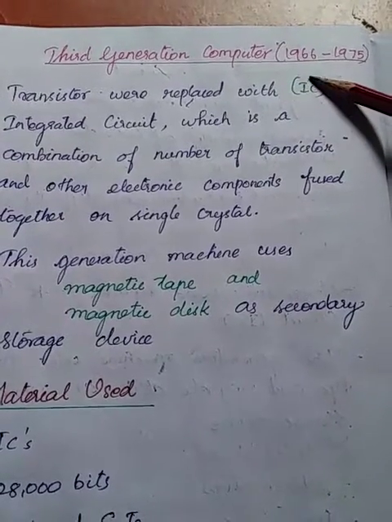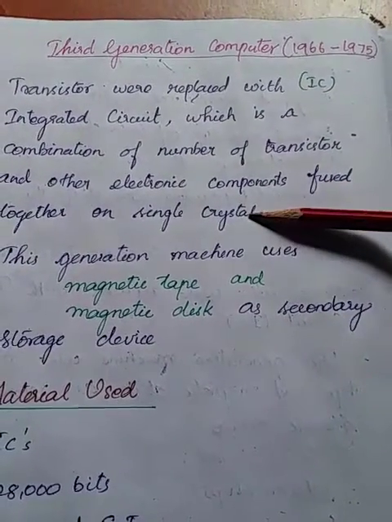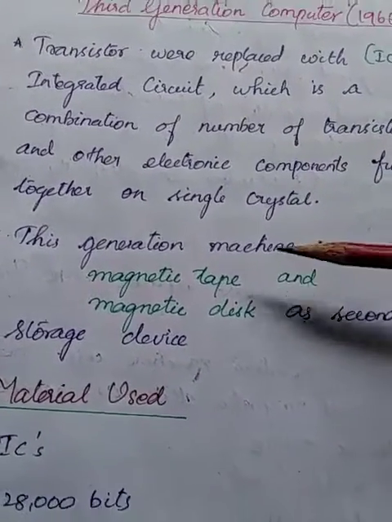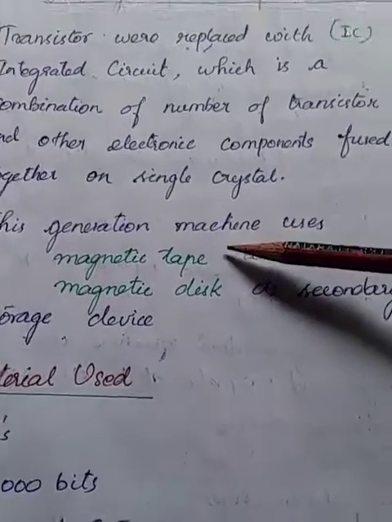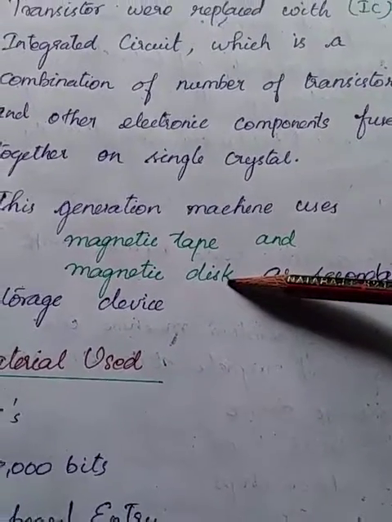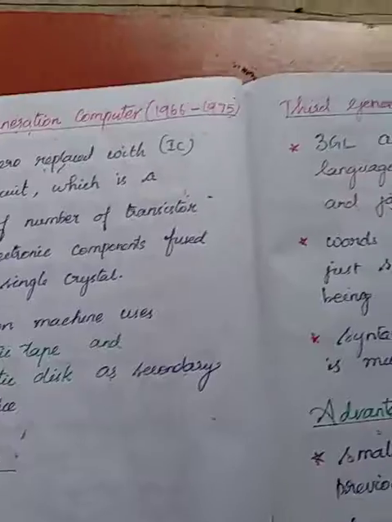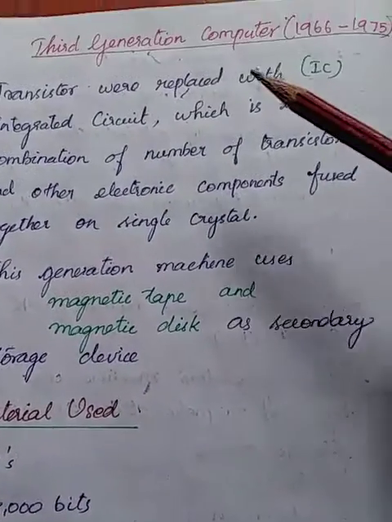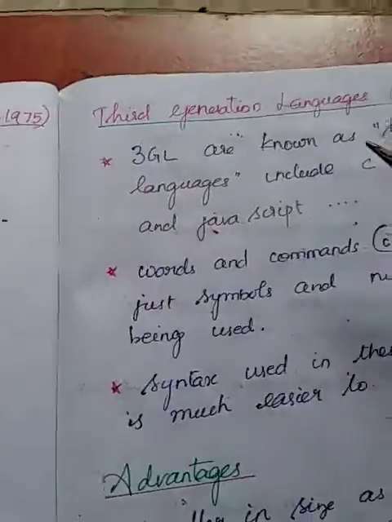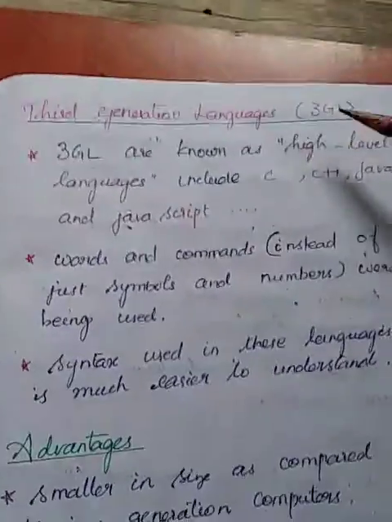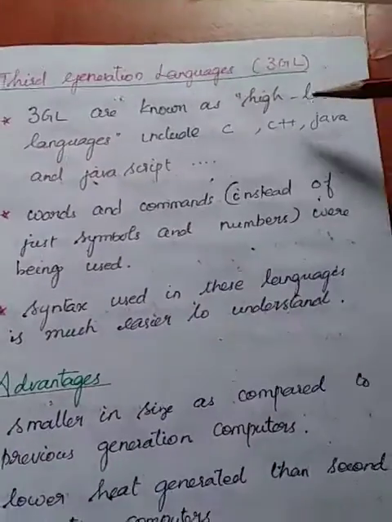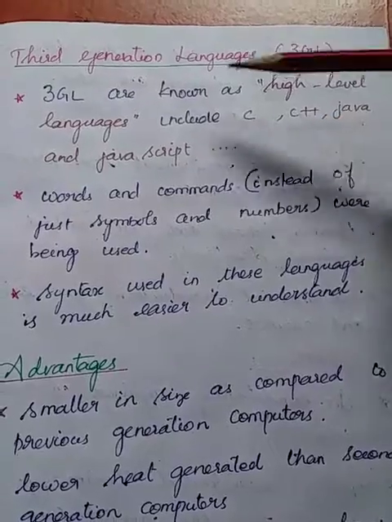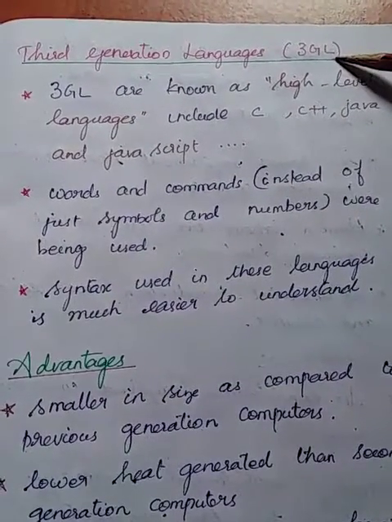A number of transistors are fabricated in a single chip, and the storage devices used are magnetic tape and magnetic disk. Here, keyboard entry came into use, and silicon chips were introduced only in the third generation computers. Programs are written using the high level languages C, C++, Java, JavaScript. All these languages are called third generation languages.